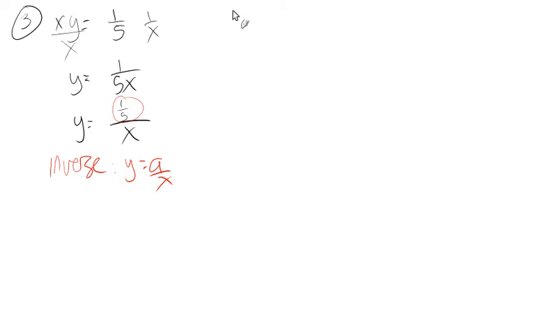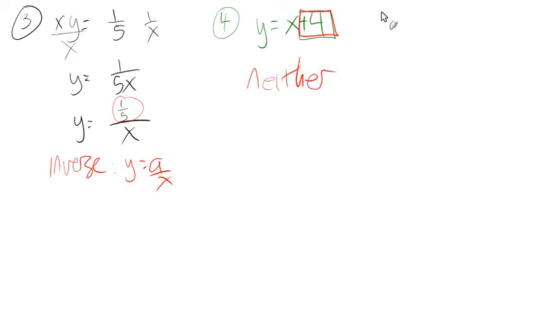Let's go on to number 4. This is y equals x plus 4. In neither of those did you see any place for a plus 4 or a minus 2 or anything like that. It was all just a number times x or a number divided by x. That's it. So this would be neither, because it doesn't fit either of those.